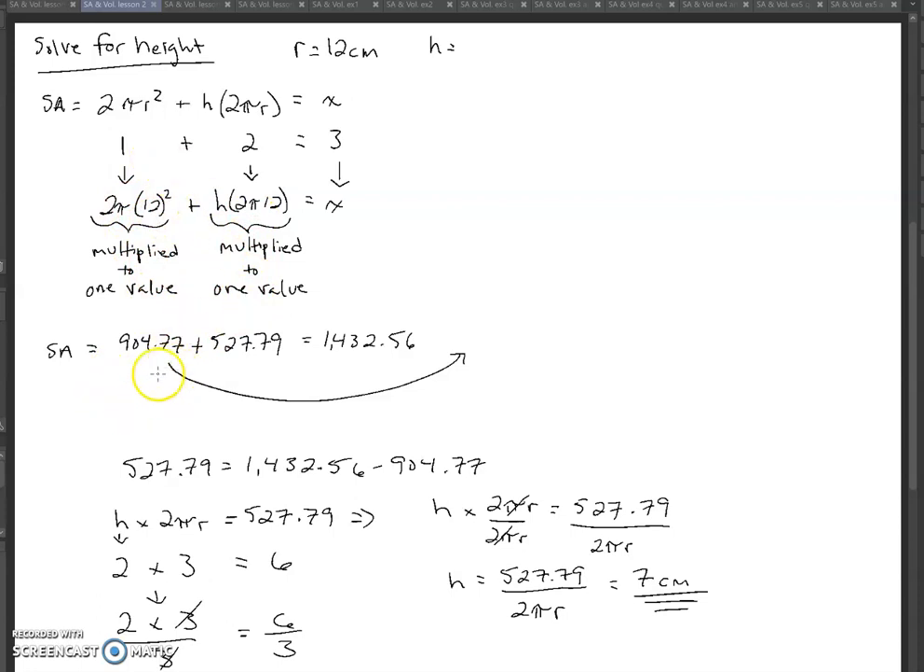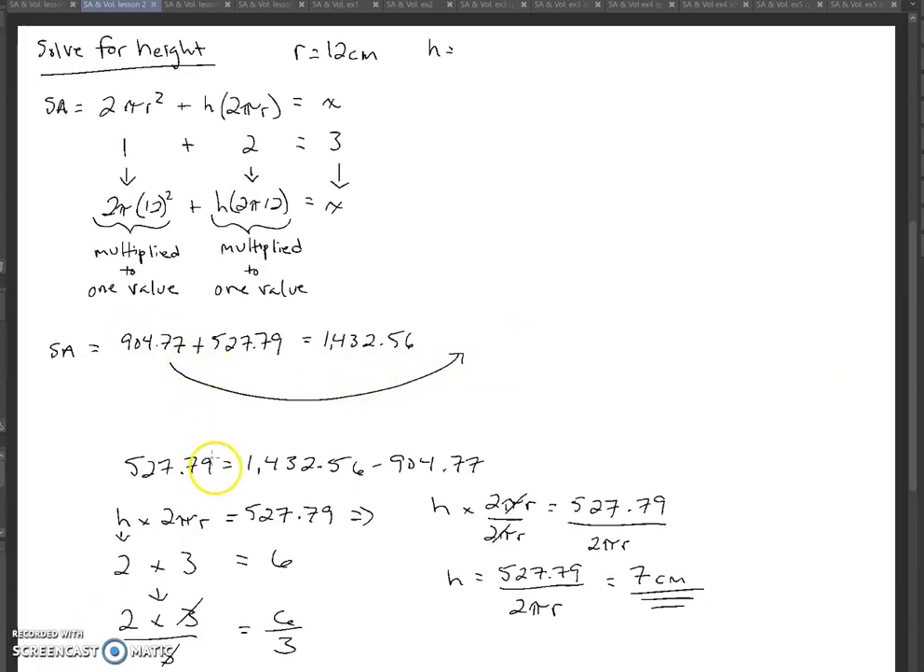So here we ended up with 904.77, 527.79. So again, 1 plus 2 equals 3. So we want to solve for the height. This part right here is built right into the height. So we would just want to get rid of this, move it over here. So now right here, this is left over. So we got 527.79 equals 1432 minus 904.